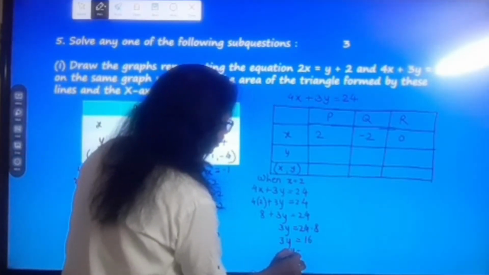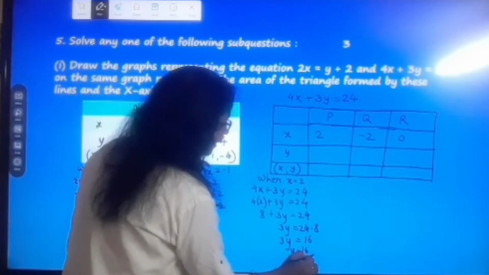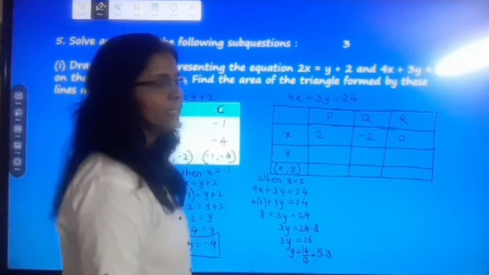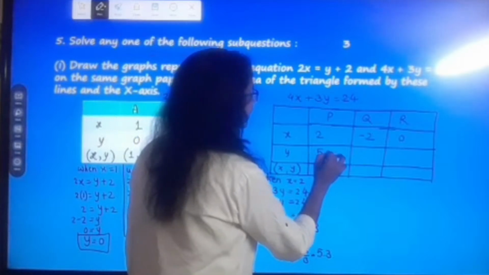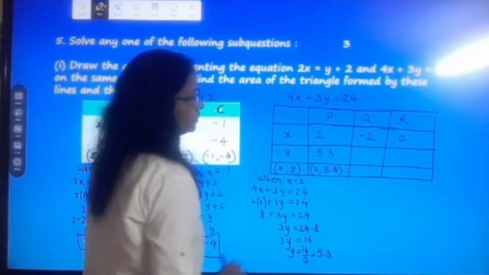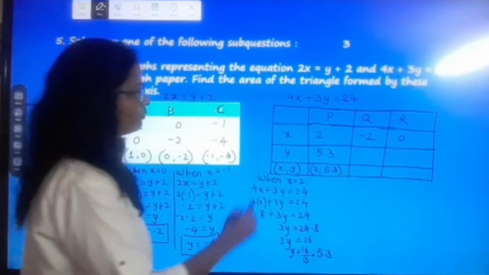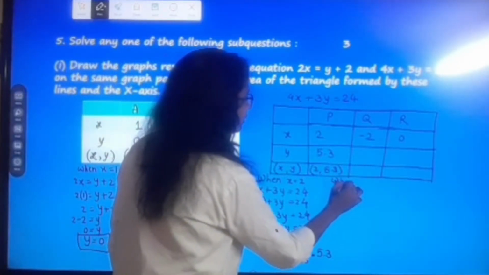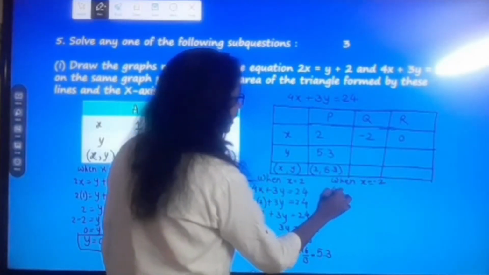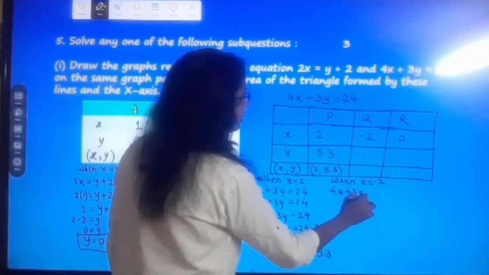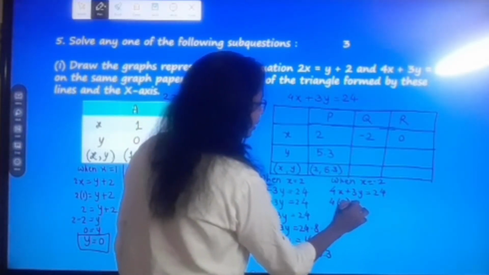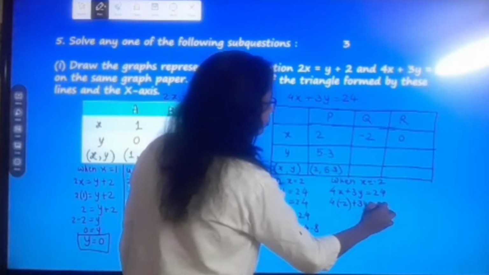So y is equal to 16 upon 3, and that means 5.3. So I write here 5.3. So the coordinates are 2, 5.3. Then for x equal to minus 2, write down the equation 4x plus 3y is equal to 24. So here 4 multiply minus 2 plus 3y is equal to 24.